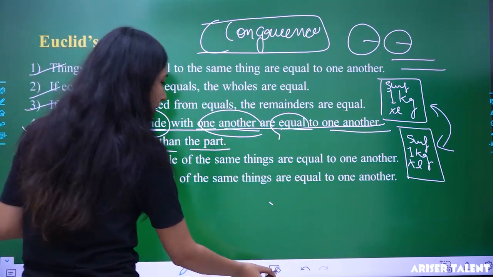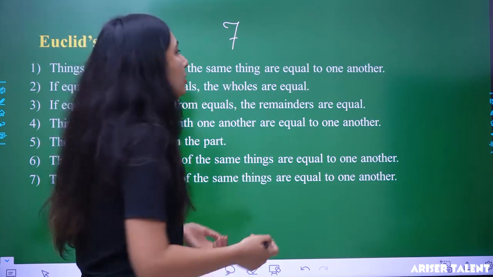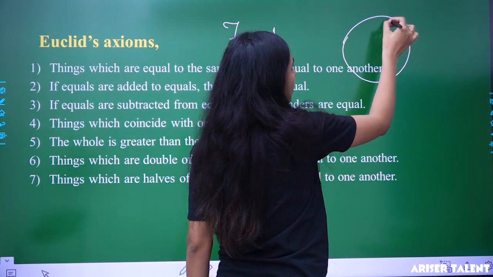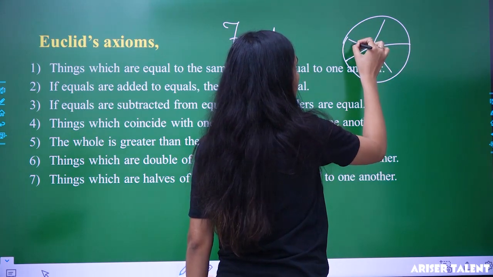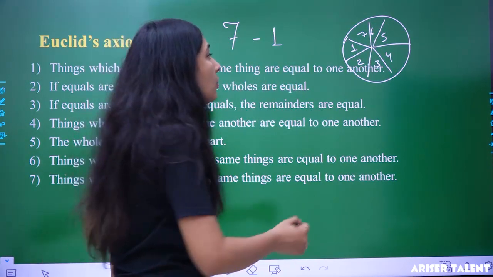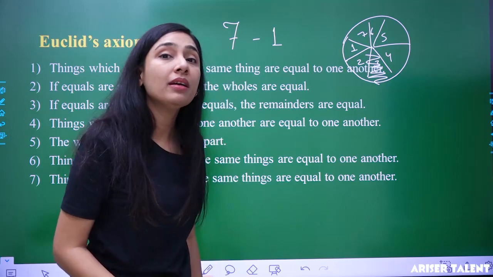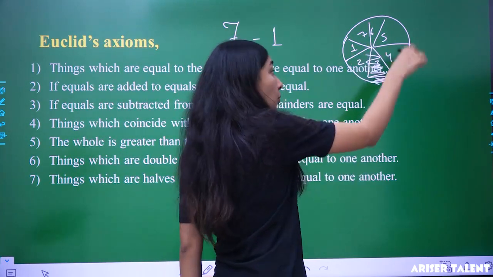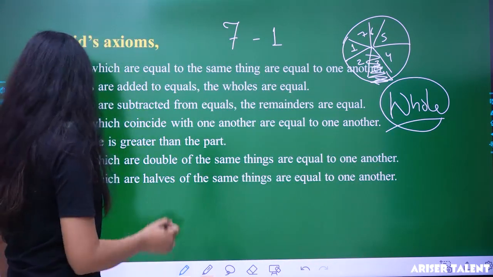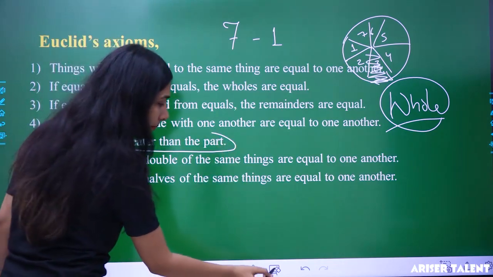Again, we can understand this more in mathematical terms. I am having 7, and the part of 7 is 1. Let's suppose I am having 7 segments here: 1, 2, 3, 4, 5, 6 and 7. If I take this one, this is the part and this is the whole. Which one will be bigger, this whole or this part? Simple, the whole will be bigger. So, the whole is greater than the part.